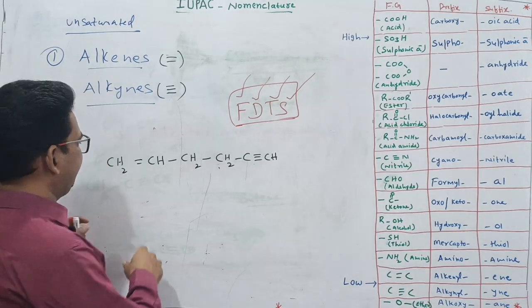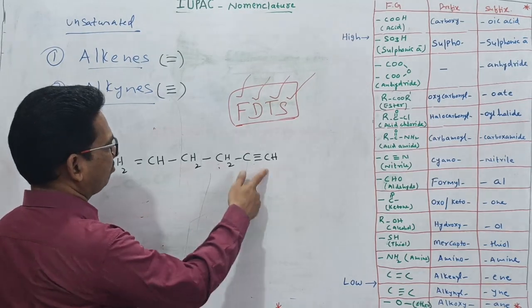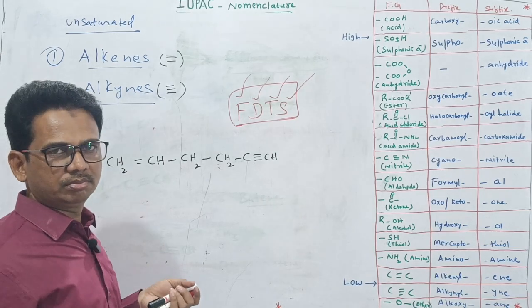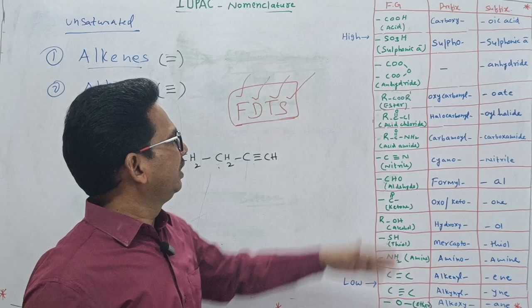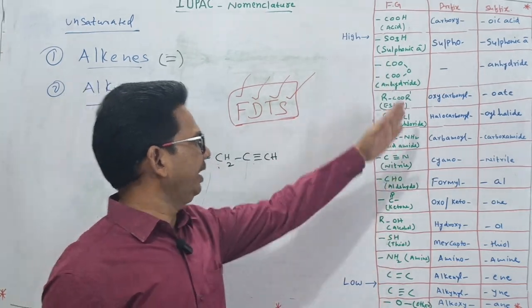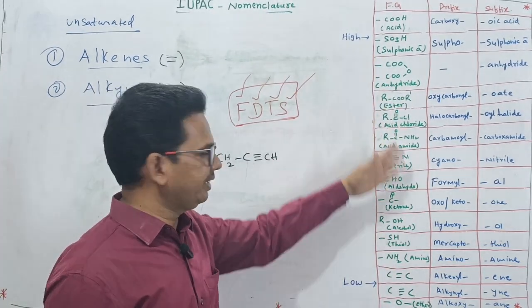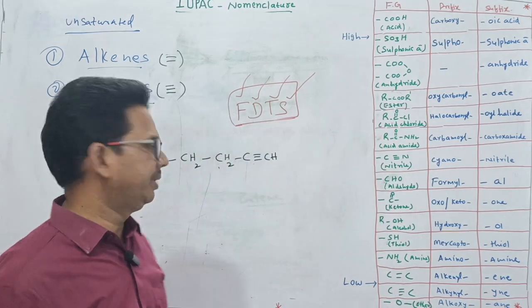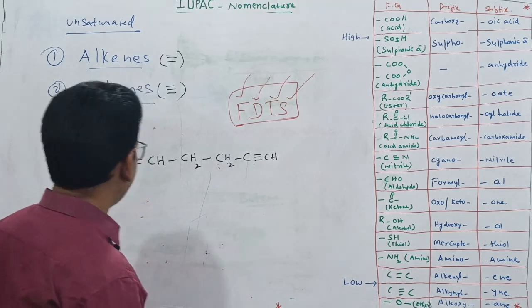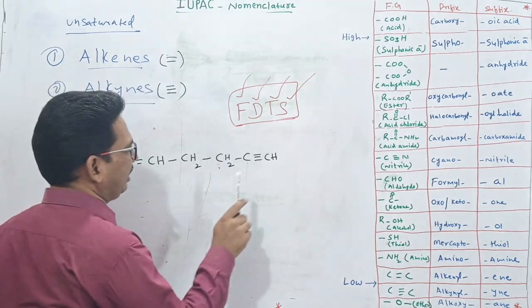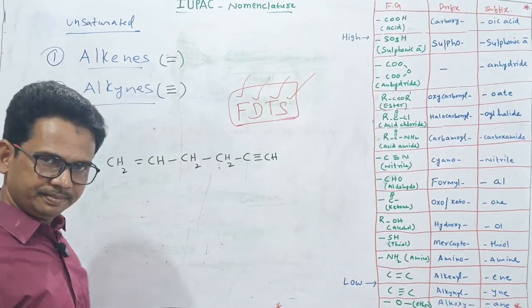Then see, in this case, is any functional group there? No functional group. Functional group means what? Acid group, sulfonic acid group, or anhydride, or ester, or acid chloride, any functional group. In this case, are functional groups there? No. Then what is there? One is the double bond, another one is the triple bond.